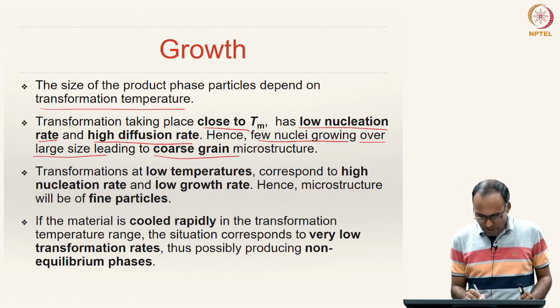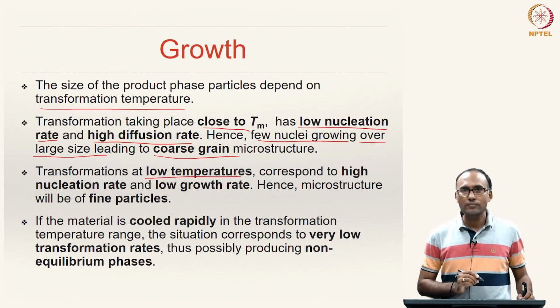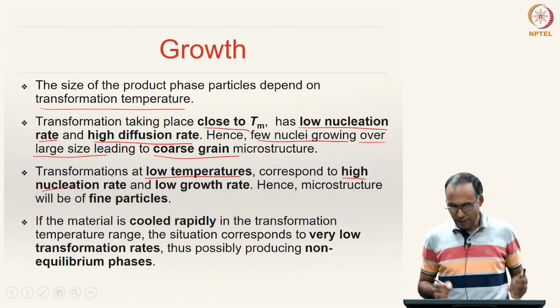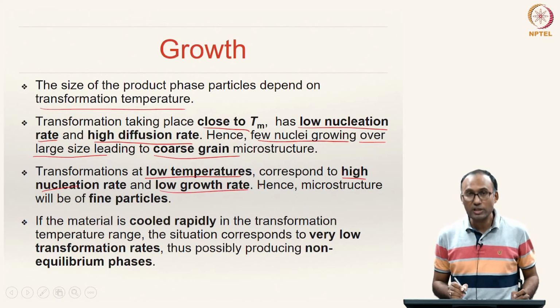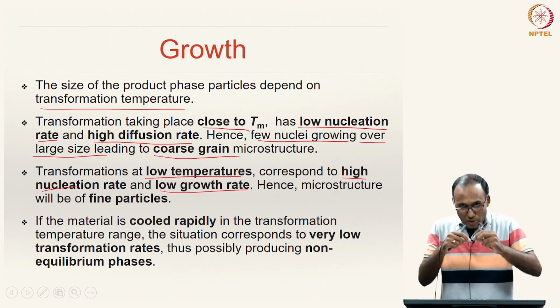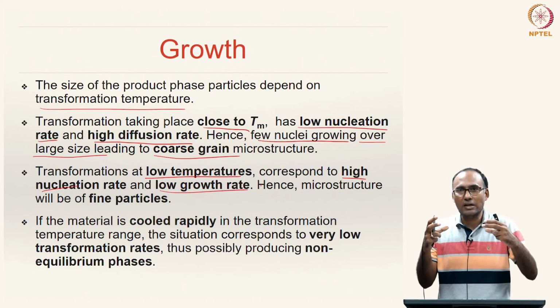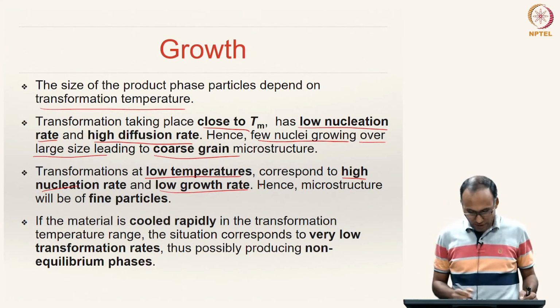But if the transformation is happening at a lower temperature, which corresponds to a high nucleation rate, there are several nuclei, but low growth rate because the diffusion is very low. So, several nuclei are there, but their growth rate is small and hence they cannot increase their size significantly, and as a result you have a fine grained microstructure.